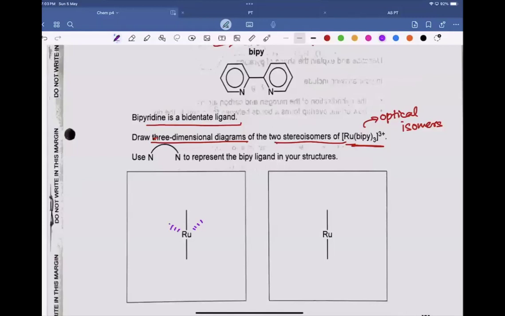We know 2 bonds are going to be below the plane, 2 bonds are going to be above the plane. So I'm going to do this on both sides. Now see how I will make the 2 mirror images. So they told you that you have to draw bipy like this.